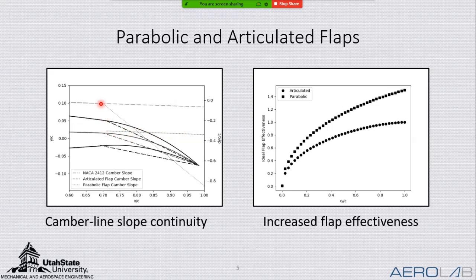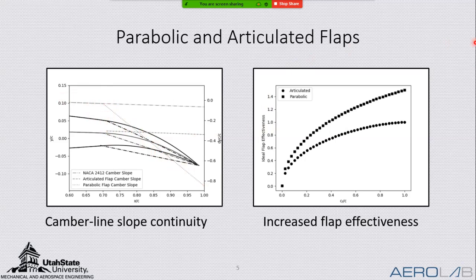The parabolic flap, shown here in the solid line, is a slightly different type of flap. It also hinges at the same hinge point, but the camber line conforms to a parabolic shape. And that parabolic shape causes the airflow to be more efficient, or it more efficiently controls the airflow. And that efficiency comes from the fact that the camber line slope, shown here in this dotted line, is first order continuous. And so it does not have that discontinuity that is present in the articulated flap.